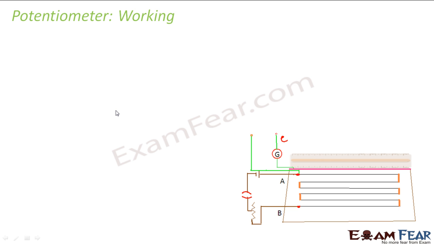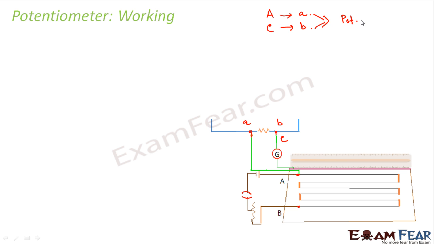Now let us suppose we have to find out the potential difference between 2 points of a circuit. Let us call these 2 points a and b. So what do we do? This capital A is connected to the small a, and C is connected to b. That means A is connected to a of the circuit and C is connected to b of that circuit. So what is the aim here? We have to find out the potential difference between a and b. Let us see how we do that.